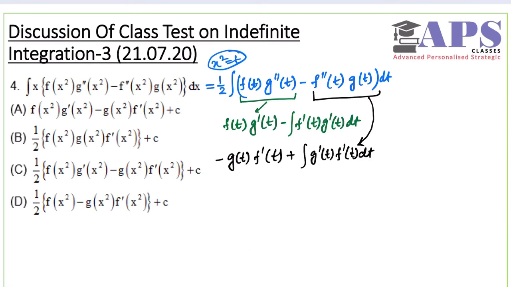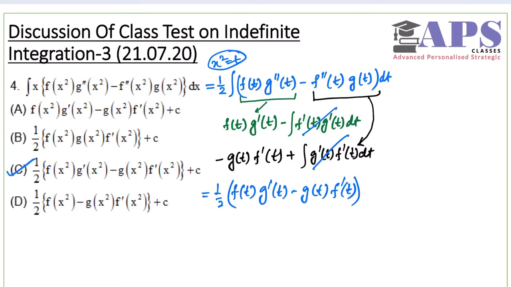Right, so these are the two things, and when it is added, this term is cancelled, and then finally we will get half into f t g dash t minus f t g dash t minus g t f dash t, and we can now put our t as x square. So I think option C is the correct one. Let's go to question number 5 now.